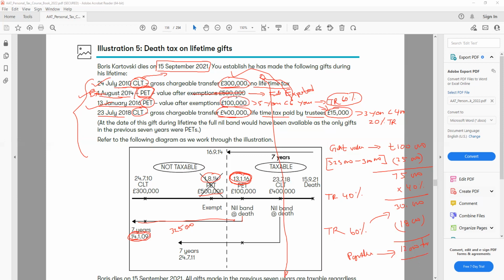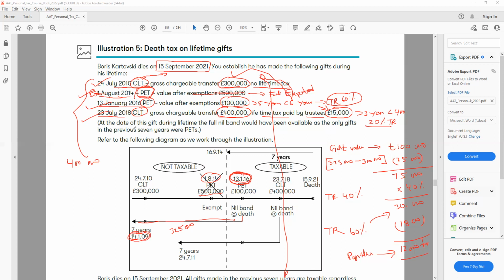The next one we can see here, 23rd of July 2018, we have a CLT that is 400,000. So 400,000 was another CLT. And the person died within 4 years, so more than 3 years, so 20% taper relief we will get.